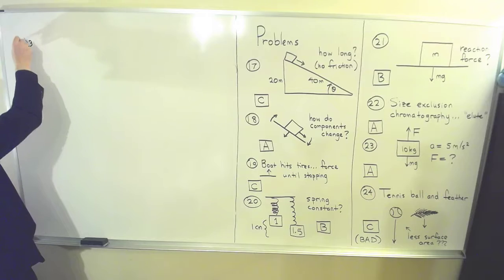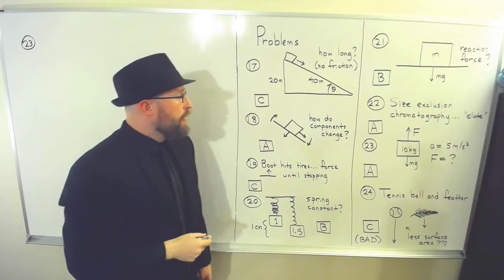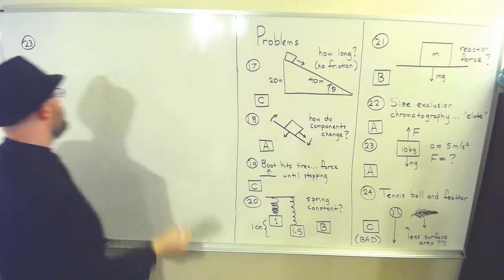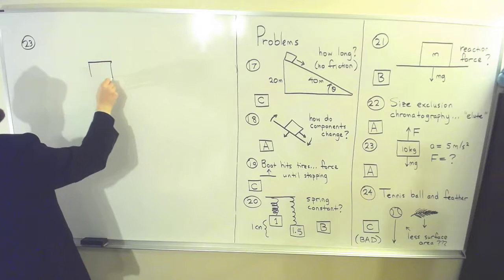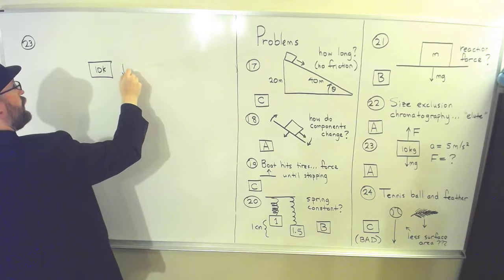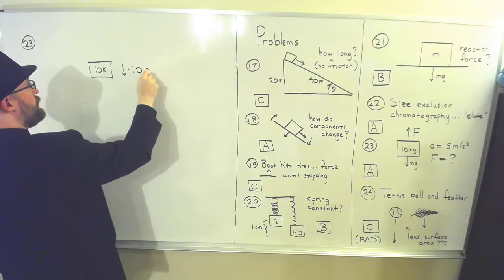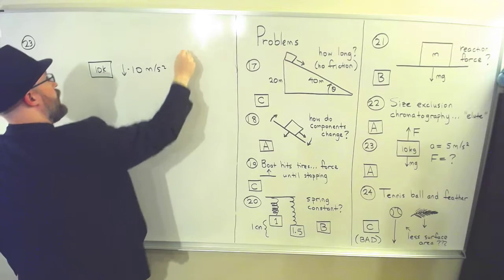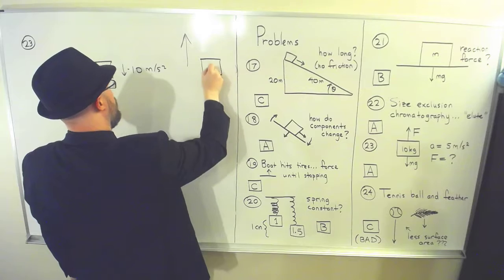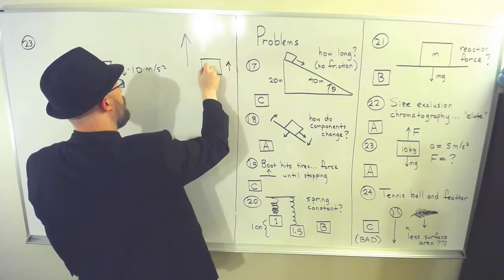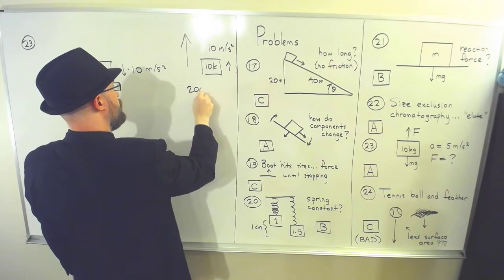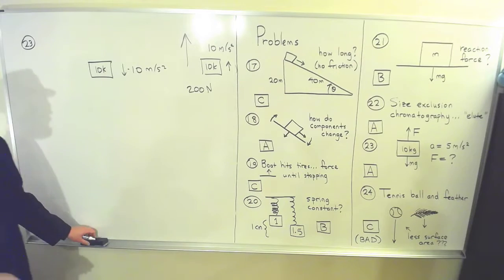Okay, and then we have number 23. Now this is similar to a problem that we looked at before. You remember we had a problem where we had a mass in free fall, 10 kilograms, going down at minus 10 meters per second squared. The question was, how much force would you need to apply to make it go back up at 10 meters per second squared, and the answer was 200 newtons in that case. This is almost the same problem.